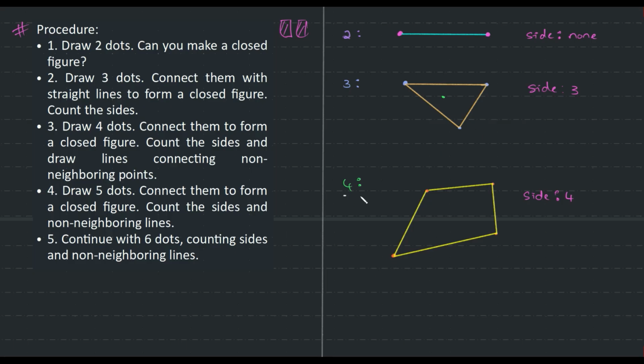Let me explain with this. 4 sides, quadrilateral. If I name this A, B, C, D, A is a neighbor to B and D. Is A a neighbor to C? Is it next to it? No, right? There's no direct line connecting and forming a side. So here A and C are non-neighboring. Okay, that's the basic idea of non-neighbors. They're not neighbors basically. You understand, right? A and C are not neighbors.